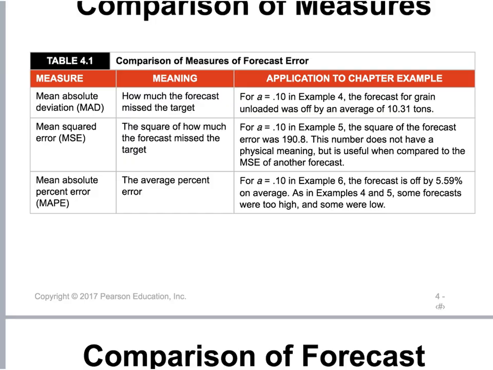So the MAD tells you how much the forecast missed the target. The MSE is the square of how much the forecast missed the target, and the MAPE is the average percent error. The most common, once again, is the MAD and then the MAPE.